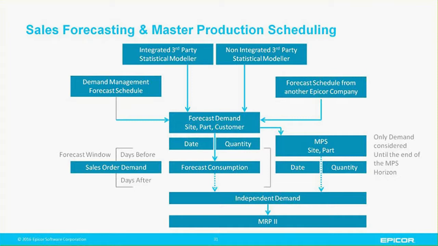Company-wide forecast window parameters, consisting of a number of days offset either side of the forecast date, define how MRP2 consumes forecast arising from sales order and dependent demand.